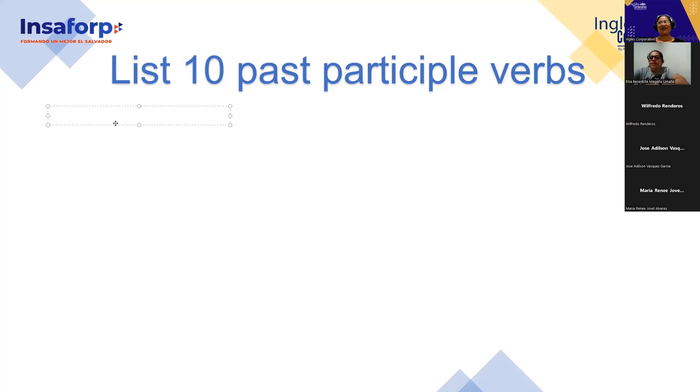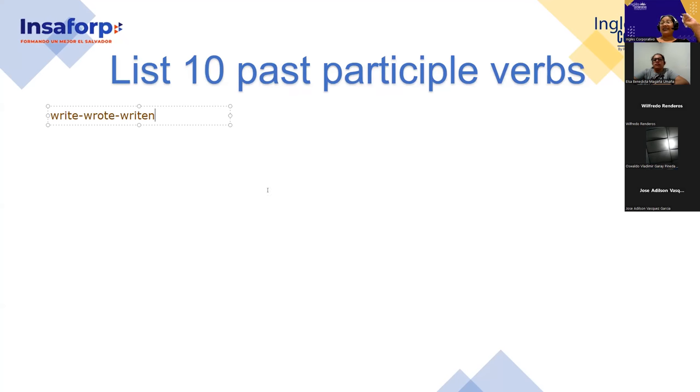Aha, we have problems with this, right? Okay. Which are the past participle verbs? Do you remember that when we are studying the verbs, we have three different forms of the verbs? Yes? For example, I have the verb write, the past tense of write is wrote, and the past participle of wrote is written.